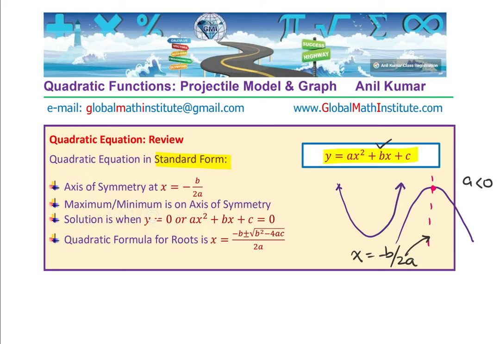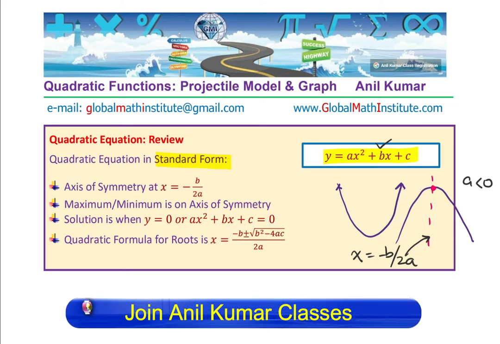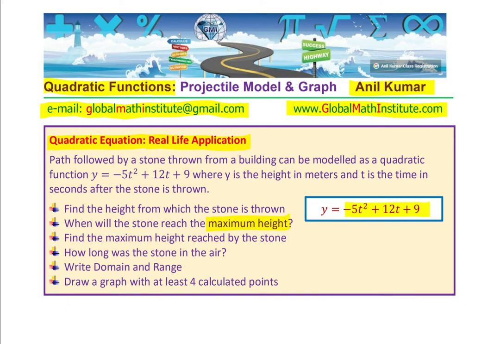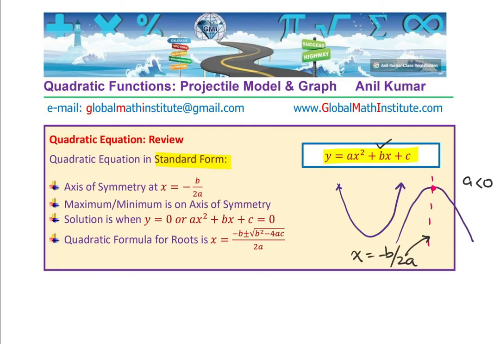Also, solving this equation really means substituting y equals 0. So when this equation is equal to 0, we can find the x values where y is 0 using the quadratic formula: x equals minus b plus or minus the square root of b squared minus 4ac, over 2a. Now that really helps you to answer the question of how long the stone is in the air. That means, when will it hit the ground? You get the idea. So review this concept and then answer the question.